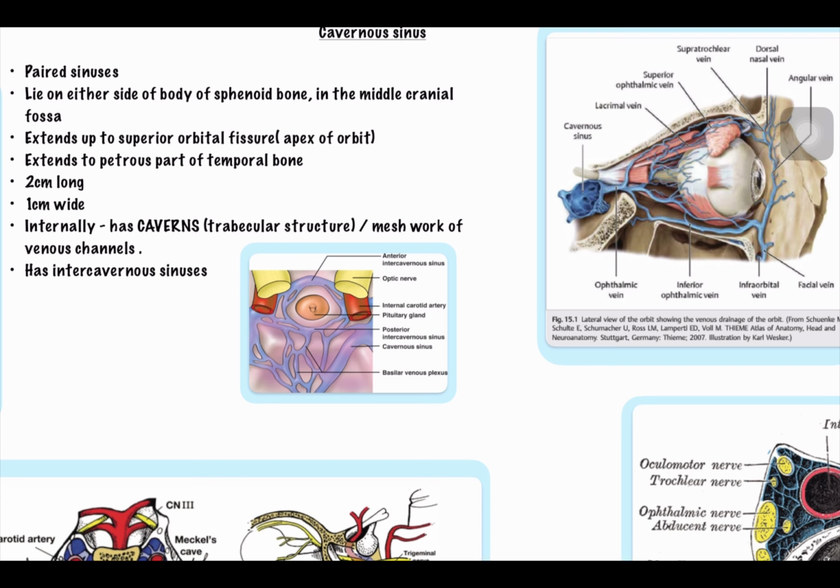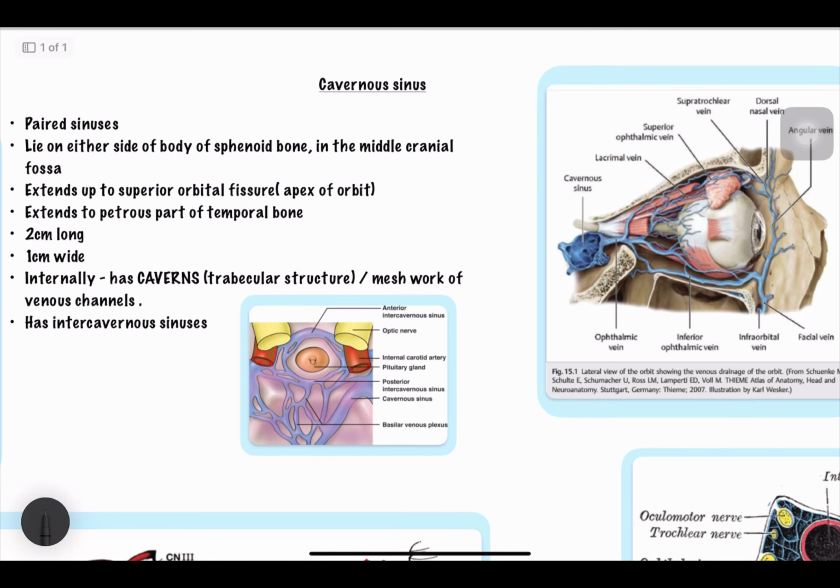In this video, I'm going to talk about the cavernous sinus in detail. From the previous video on the dural venous sinuses, we already know that the cavernous sinus is a paired sinus which lies on either side of the body of the sphenoid bone in the middle cranial fossa. It extends up to the superior orbital fissure at the apex of the orbit and also up to the petrous part of the temporal bone. Generally, the cavernous sinuses are 2 centimeters long and 1 centimeter wide.